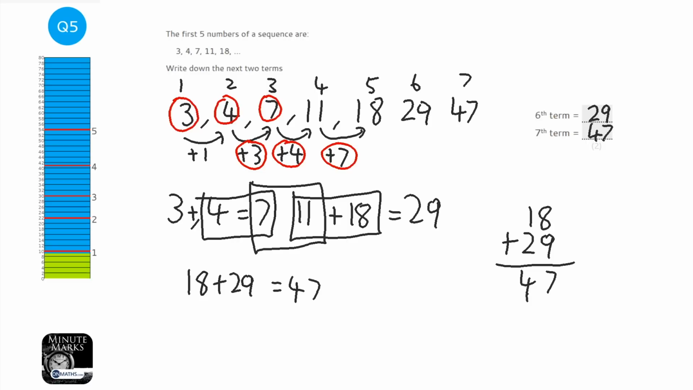So always just check that the sequence isn't a Fibonacci sequence before you start to panic and think, what is this sequence? Always check for a Fibonacci sequence. It was just that the previous 2 terms are added together to make the next term.